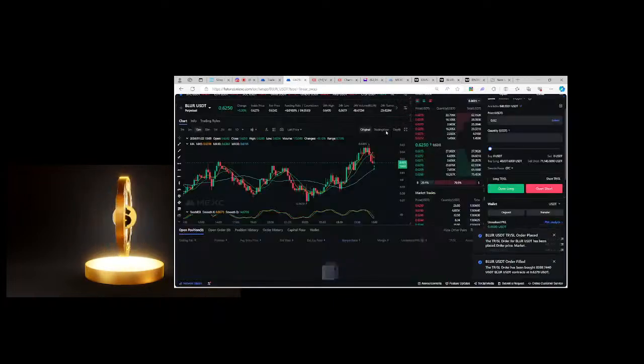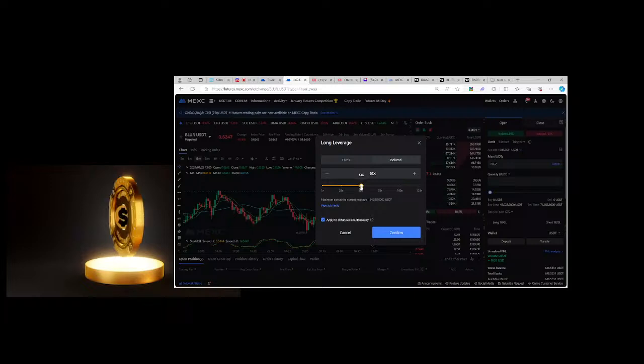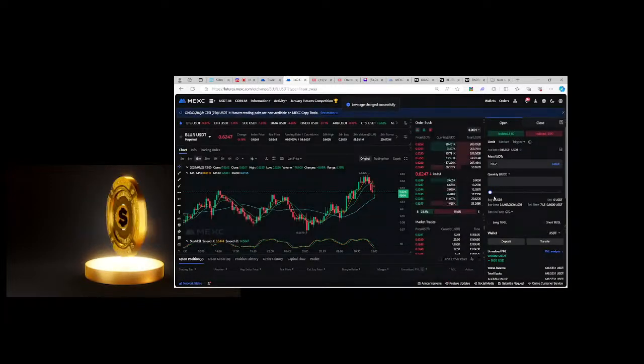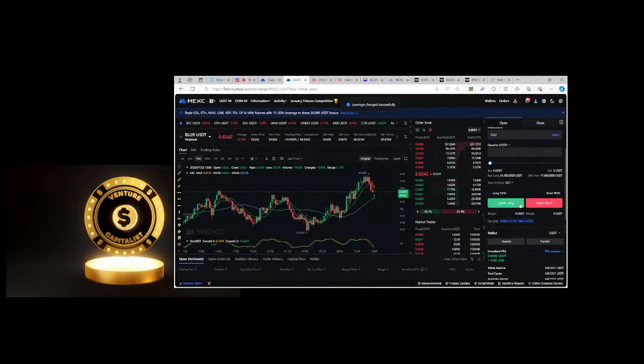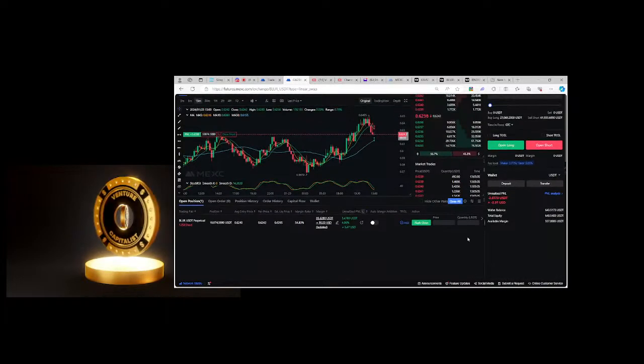Second part of this is going to be, let me lower my leverage. We'll do a 50x on this. Okay, blur. The next part of this is now that we've identified that's a short, working into our short position, right?